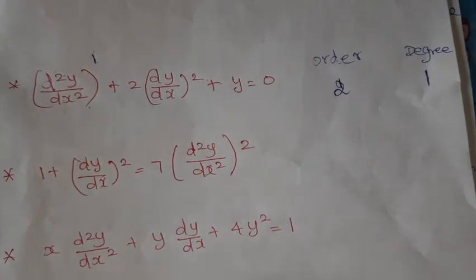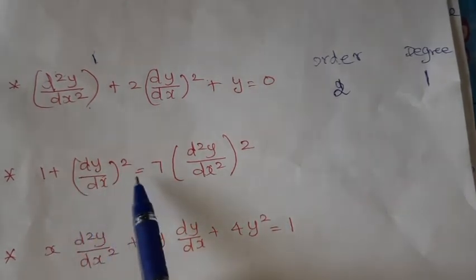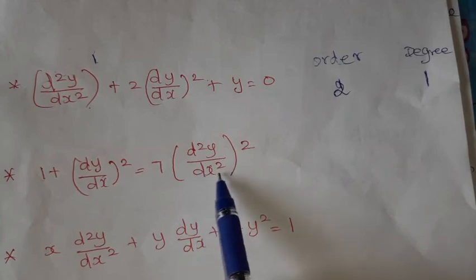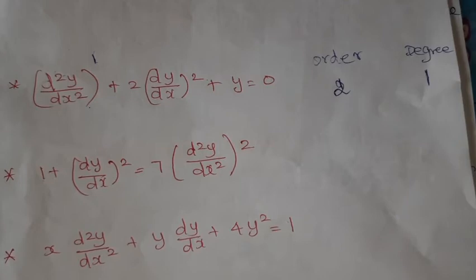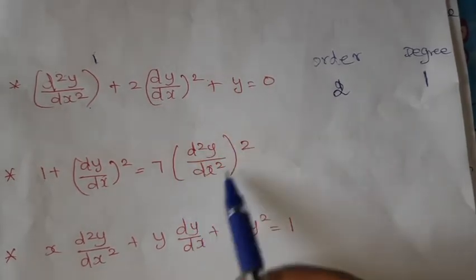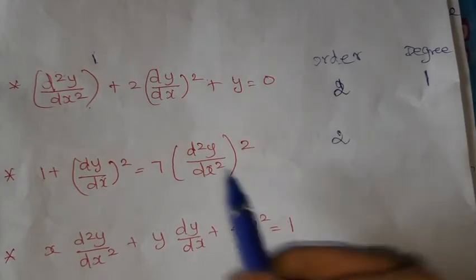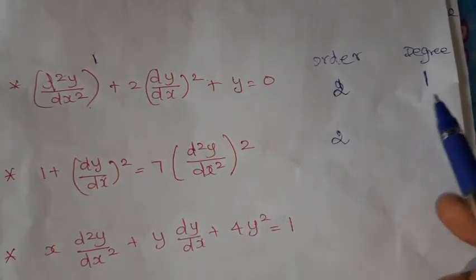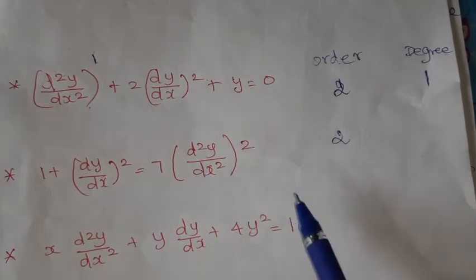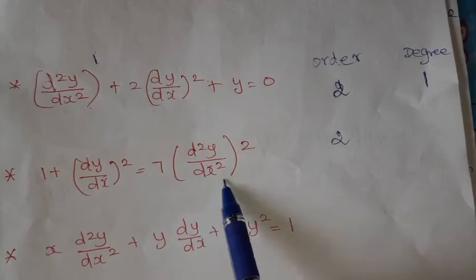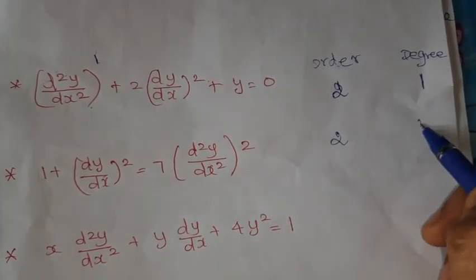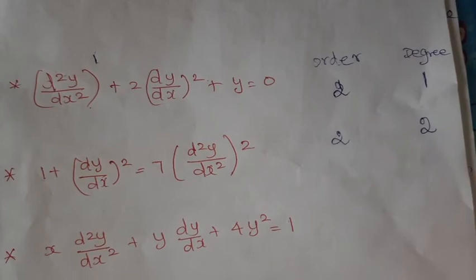For the next problem, what is that? 1 by (dy by dx) the whole squared equal to 7 (d squared y by dx squared) the whole squared. In this equation, which one is the highest derivative? We know it is d squared y by dx squared, so the order is 2, the second derivative. Degree is the highest power of the highest derivative. We need not look at the rest of the derivatives. Here the highest derivative is d squared y by dx squared. What is the power? It is 2. So degree is 2 and order is also 2.